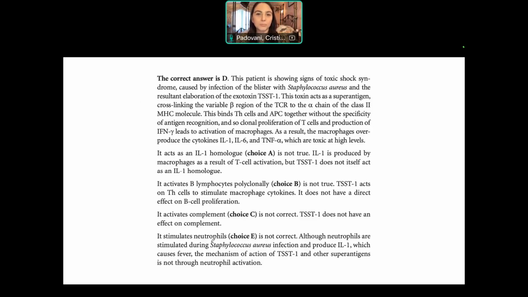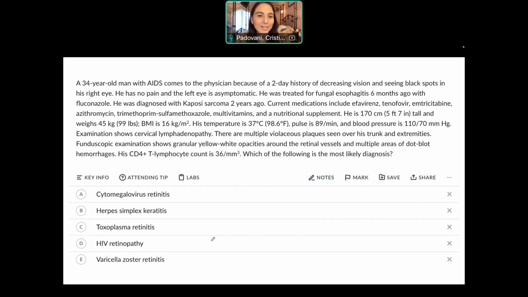Cool. All right. Last question. So which of the following is the most likely diagnosis? Alrighty. So we have a 34-year-old man with AIDS. Okay, so thinking of those illnesses. He's got decreasing vision and seeing black spots in his right eye. He has no pain and his left eye is asymptomatic. He was treated for fungal esophagitis 6 months ago with fluconazole. He was diagnosed with Kaposi sarcoma 2 years ago.